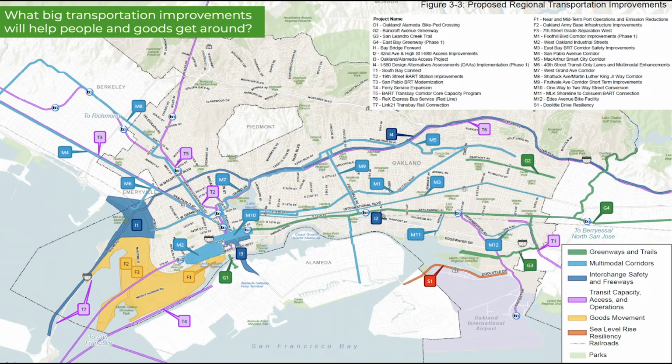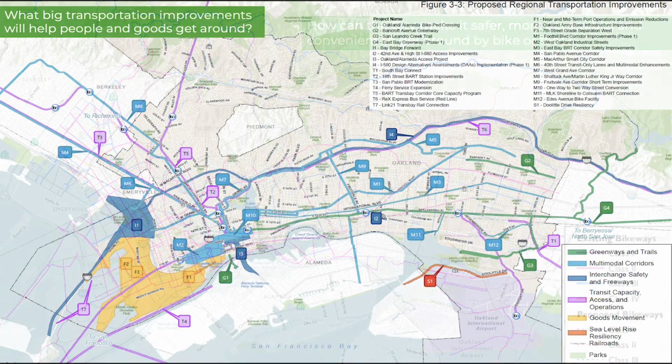There are some big plans in the works, including improvements to aid with goods movement, changing arrangements of streets so that all types of transportation can share the road, making roads more resilient to sea level rise, improving transit, and creating new greenways and trails. Think about how you get around, especially throughout the city or to other places in the Bay Area. What big transportation improvements will help people and goods get around?